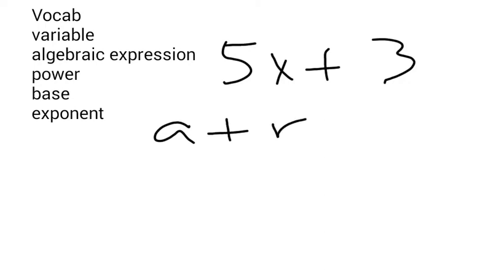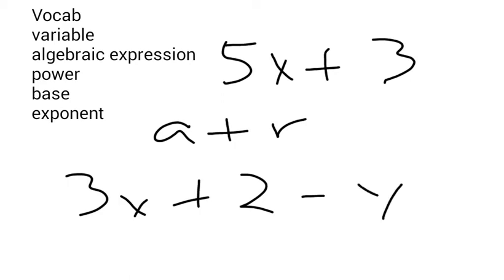Here comes some vocab. Variables. You know what a variable is, a letter that takes the place of a number. Algebraic expression. An algebraic expression is a math expression that has a variable in it, like 5x plus 3, or a plus r, or 3x plus 2 minus y. Those are all algebraic expressions.